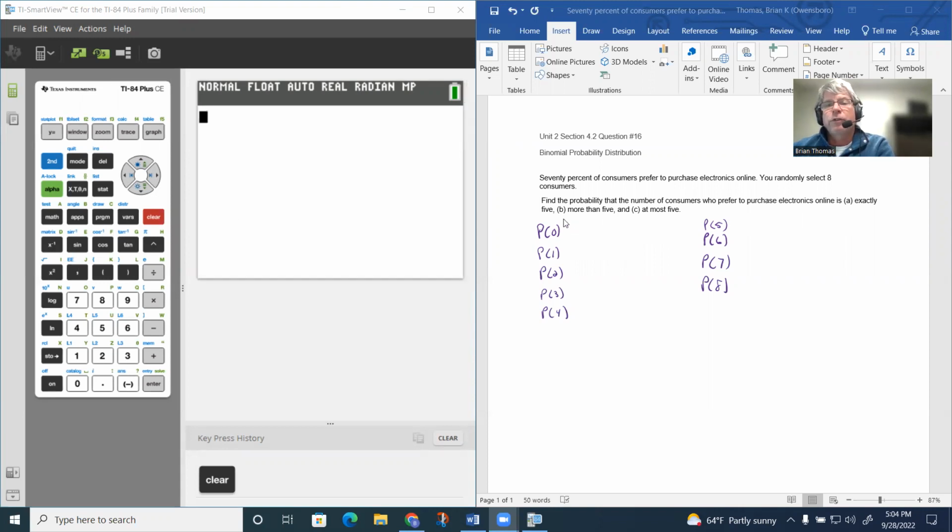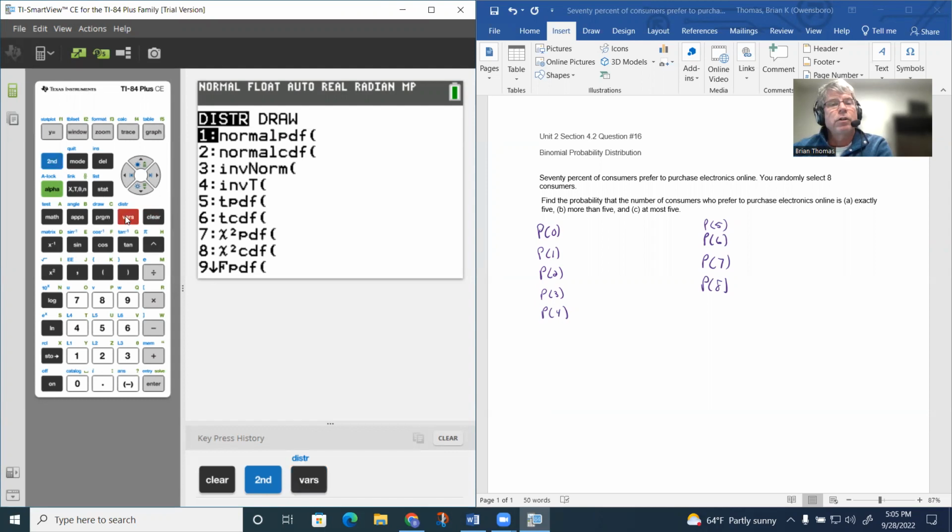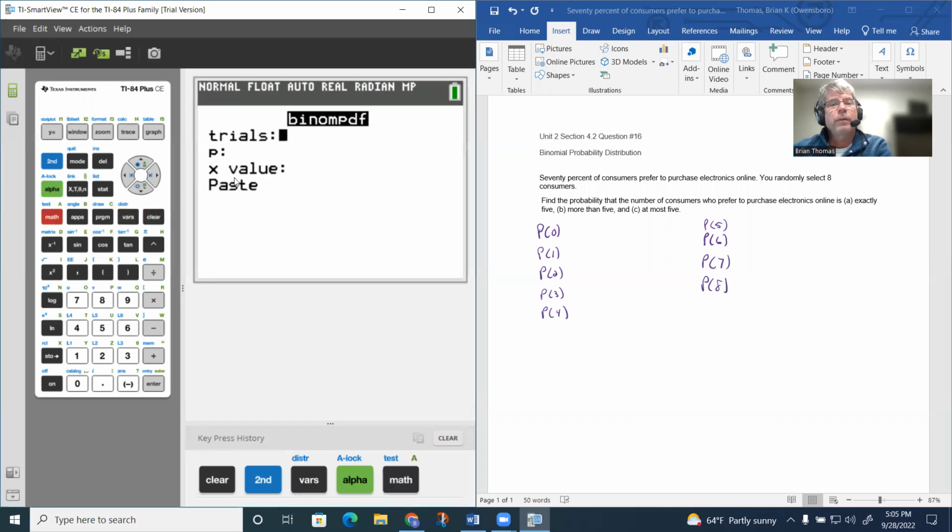So the first question says exactly 5. But what I'm going to do is the probability of 0 people, 1 person, 2, 3, 4. I'm going to do all 8 of them on the calculator. Remember, to get distribution on the calculator, you have to go above VARS, where there's DISTR, which stands for distribution. So I hit the second button and the VARS button. The shortcut to get to the binomial probability distribution is to hit the alpha button and then choose A, and that'll take us straight to the formula.